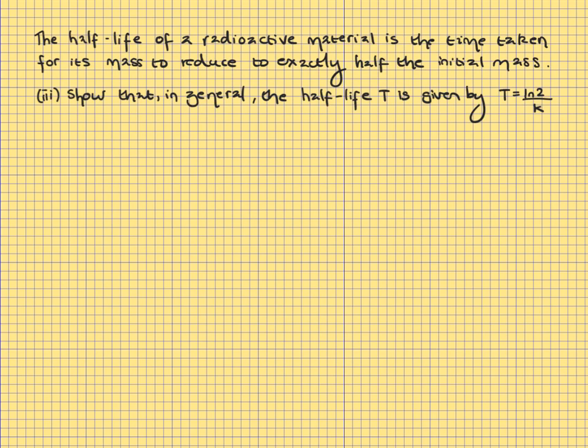The half-life of a radioactive material is the time taken for its mass to reduce to exactly half the initial mass. Show that in general, the half-life T is given by T equals ln 2 over k. So m equals m0 e to the negative kt. Let's replace m with half of its original mass, which is m0. So let's think about what happens if m equals a half m0. And what we're aiming to do is find out the time taken t for this to occur. Now instantly this becomes a very easy equation to solve because m0 cancels from both sides. So a half equals e to the negative kt.